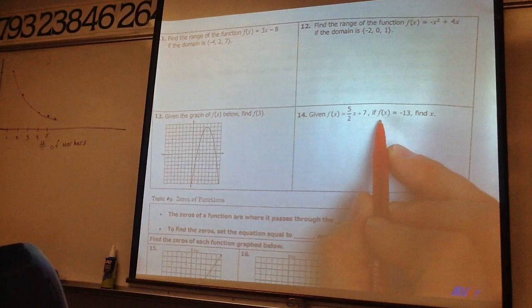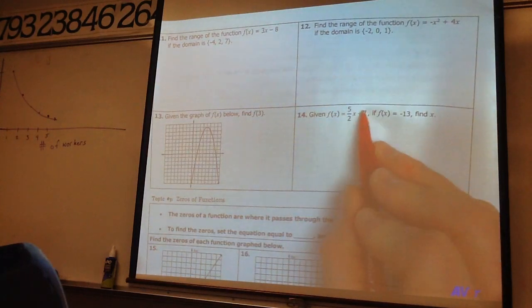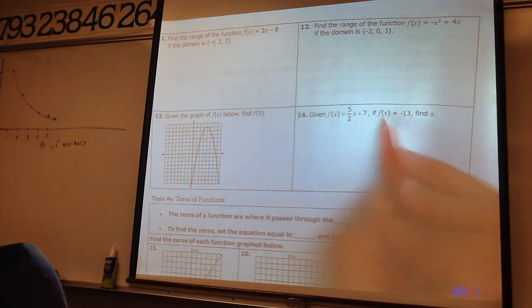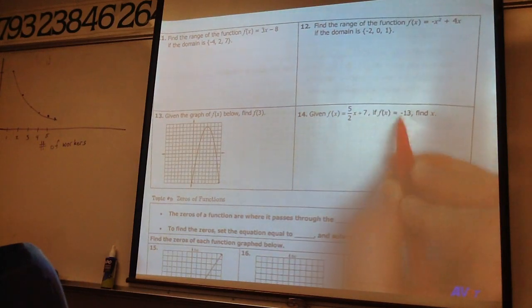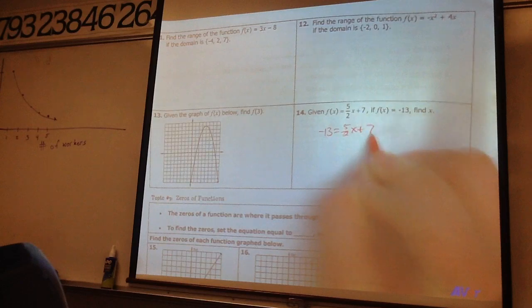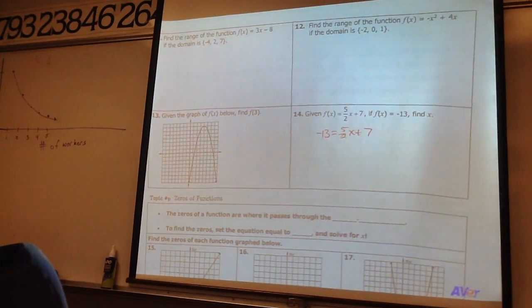This 14 is backwards. It gives you a function and says f of x equals negative 13, find x. What do you do there? Say negative 13 equals 5 over 2x plus 7. Solve for x.